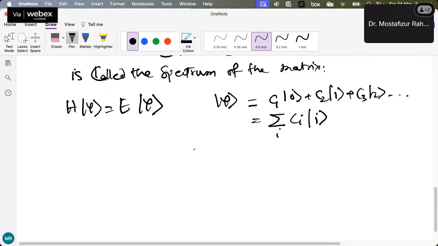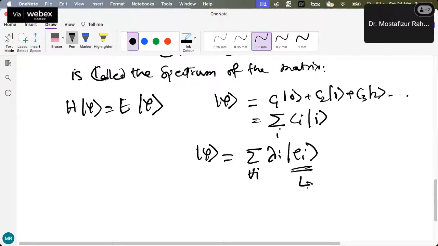You can also represent this wave function as a sum of lambda i times ei over i, where ei are the eigenbasis and lambda i are the eigenvalues. Same thing, because it obeys the superposition principle. Now these ei are the orthonormal basis set. There is no problem.